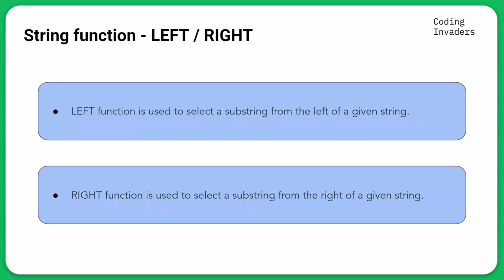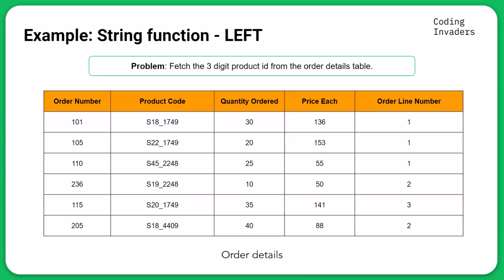First, let us see left and right string functions. As the name suggests, left function is used to select a substring from the left of a given string, whereas right function is used to select a substring from the right of a given string. Let us take an example.